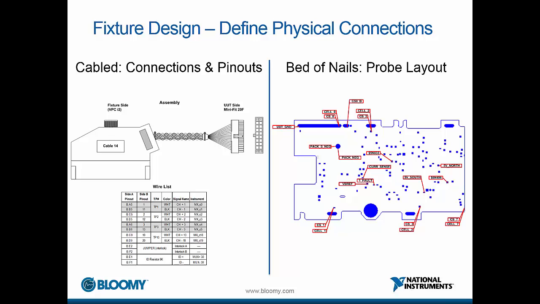For a bed of nails fixture, you must specify the probe layout. This drawing provides the location and signal names of all test points and connectors necessary for testing. The probe layout is best represented using signal callouts overlaid onto the PCB's Gerber or DXF drawings. While it's often not necessary to contact every test point, the bed of nails fixture should be drilled for all points to account for expansion or changes in the future.